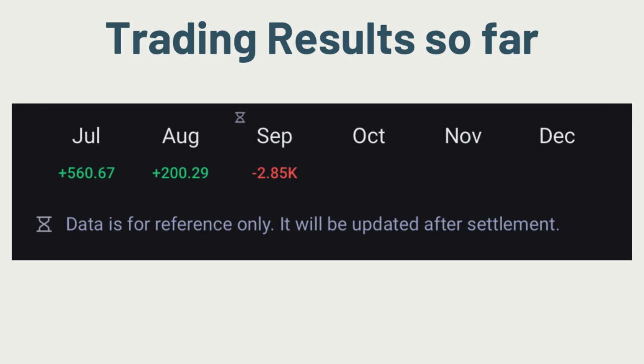So, how are the results thus far? Well, it's not looking too good. You can see the screenshot of my 3 months P&L from July to September. It started okay, but ended badly. I made money in the first 2 months, but suffered massive losses in the final month.